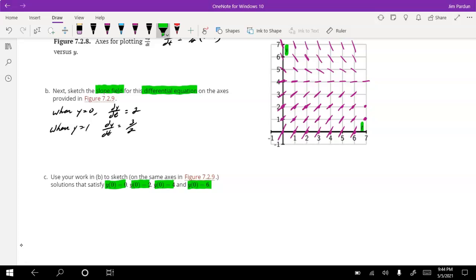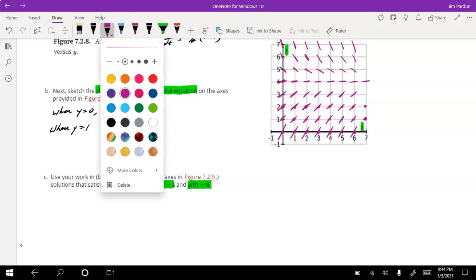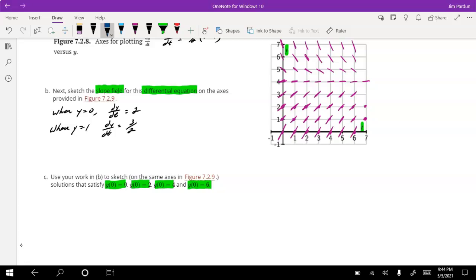The first one satisfies the point where y of 0 is equal to 0. So I'm going to do this, I guess, in blue. So y of 0 equals 0, that's going to be this point right here that I'm going to highlight in blue. And it's not going to be perfect, right?